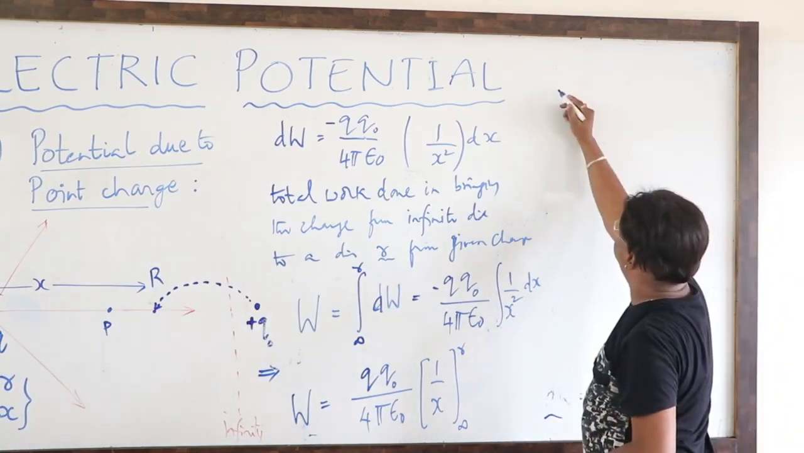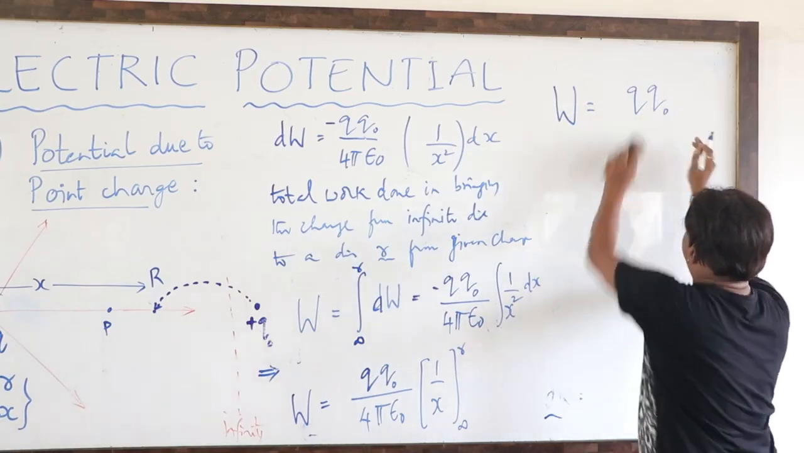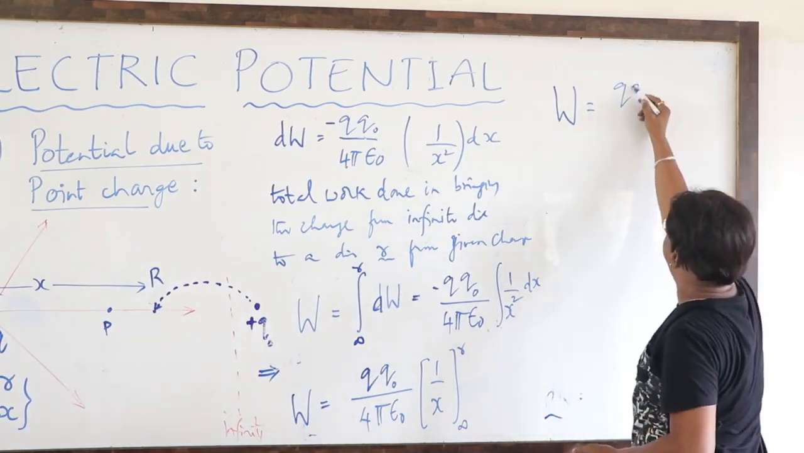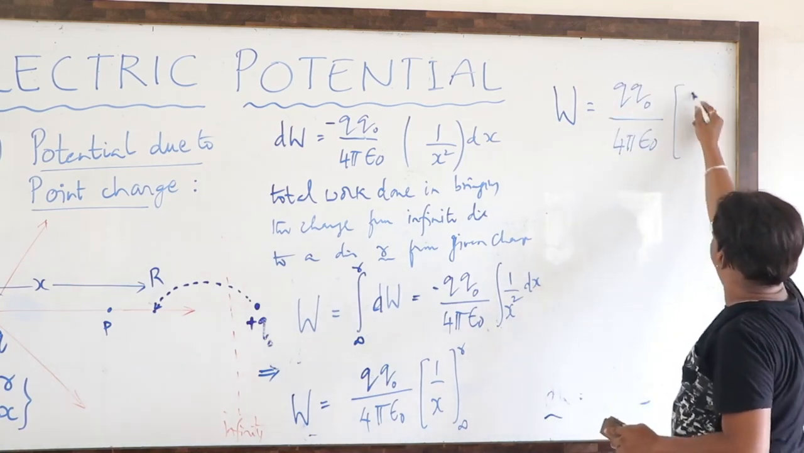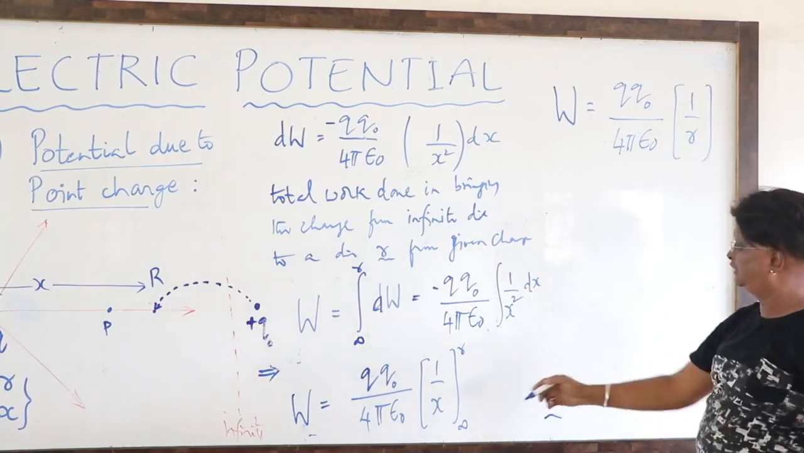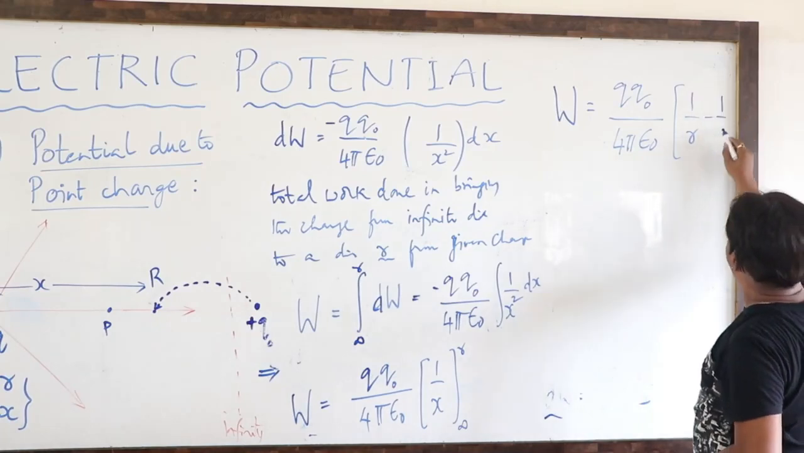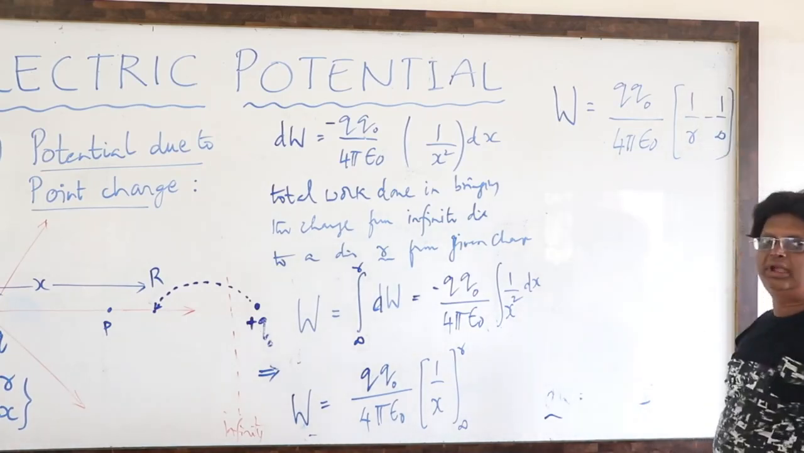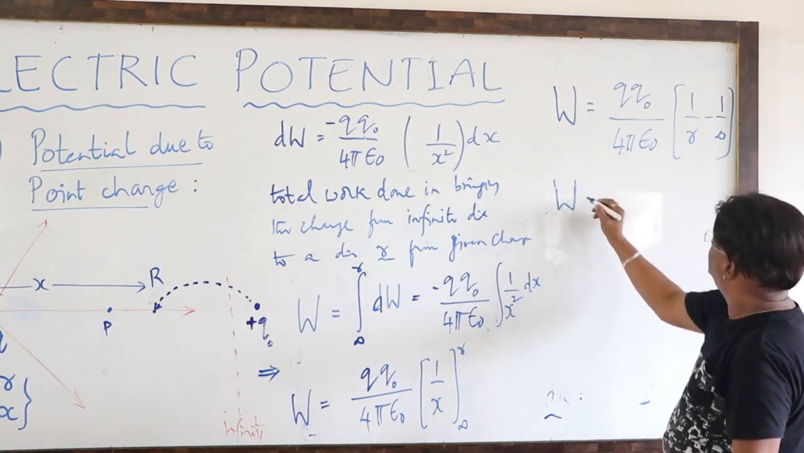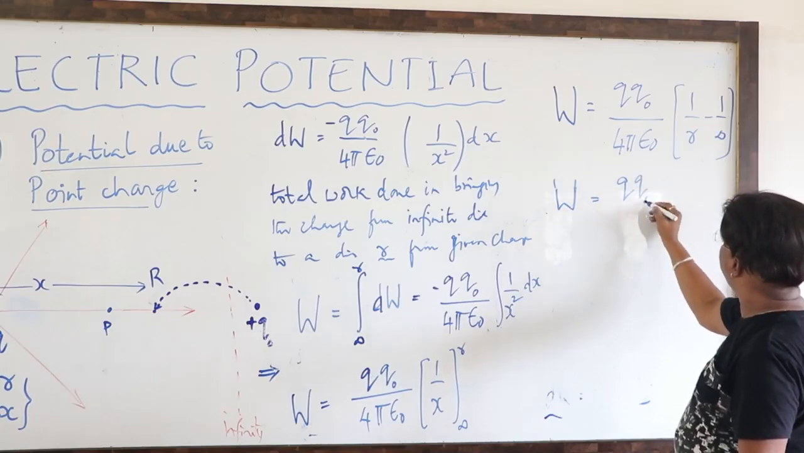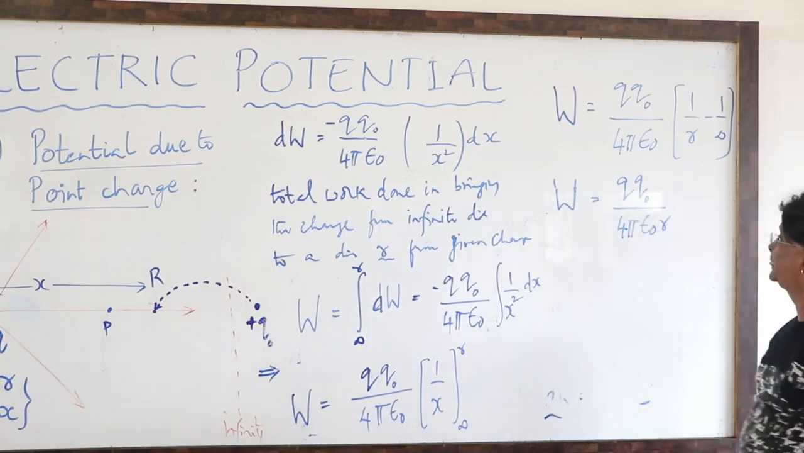Alright. So now this w is equal to q naught by 4 pi epsilon naught, this will be 1 by r, because how you get it? 1 by r minus 1 by infinity, that 1 by infinity term we will make it as 0. Therefore now w is q naught by 4 pi epsilon naught r.